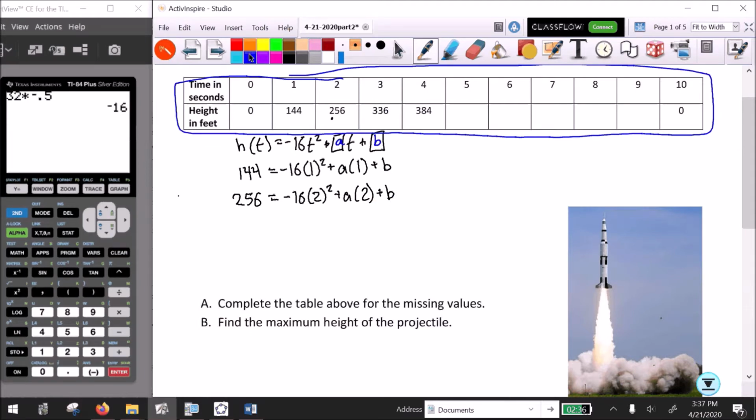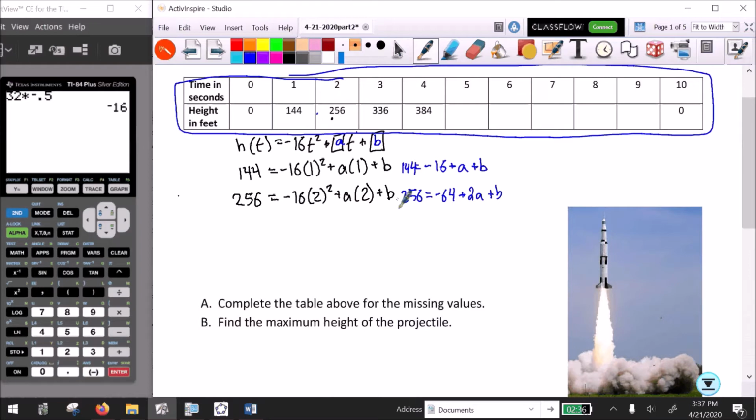I'm going to clean up these equations a little and write them over here. So 1 squared is 1 times negative 16 is still negative 16. A times 1 is just A. B is just being added. And this is equal to 144. Our other equation, 2 times itself, 2 squared is 4, multiplied by negative 16 is negative 64. So we have 256 is equal to negative 64 plus A times 2, which is 2A, plus B.